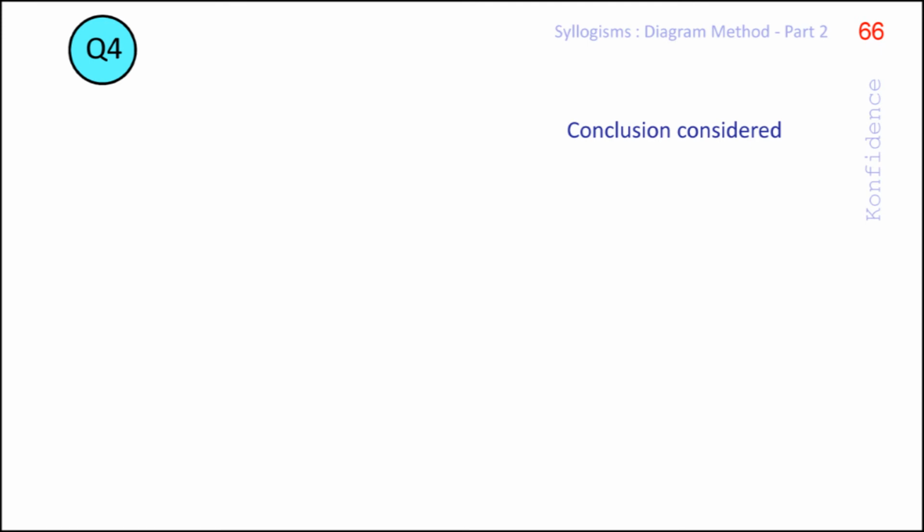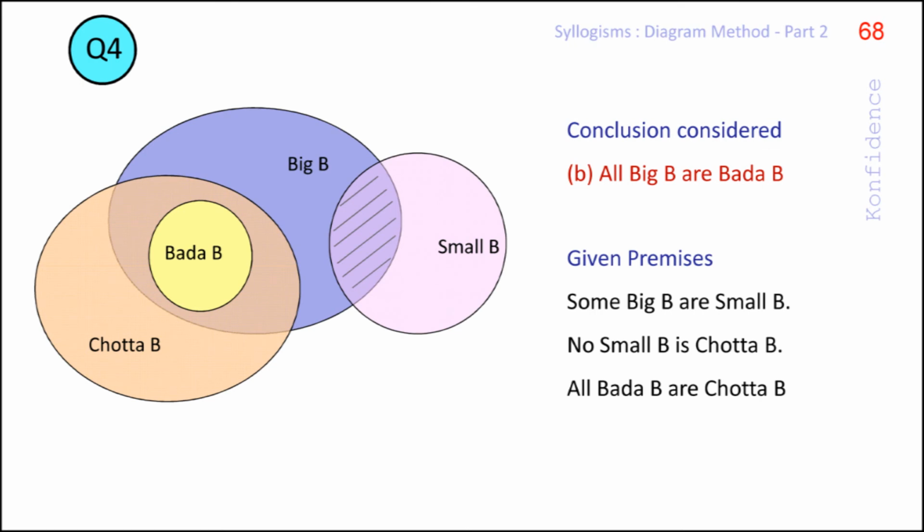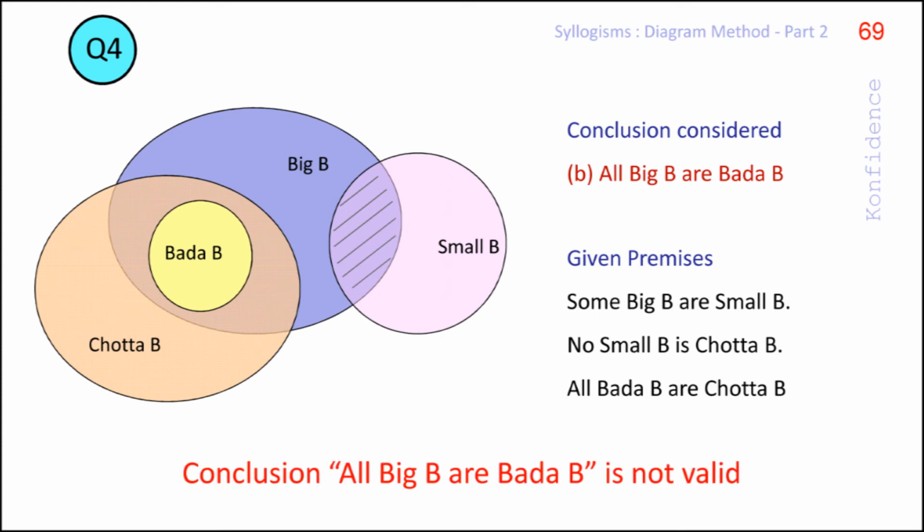Let us try conclusion B. All big B are Bada B. Take the same diagram that we considered in the previous case. See whether the statement all big B are Bada B is true there. If that is to be true, big B should be completely within Bada B, which is not the case here. It is not true in this diagram, and so that cannot be a valid conclusion.